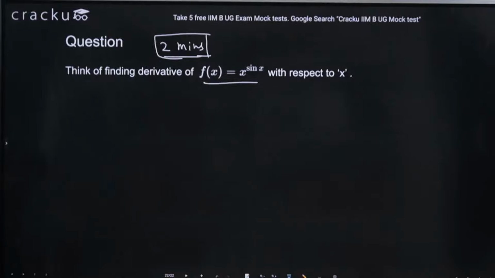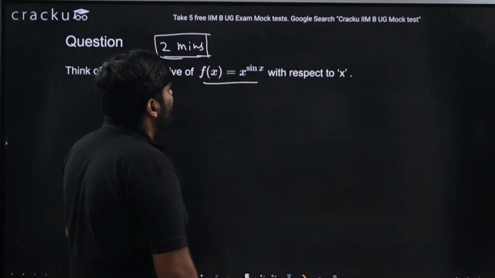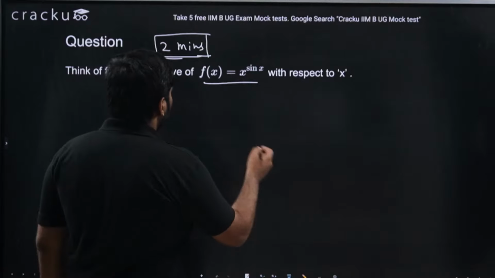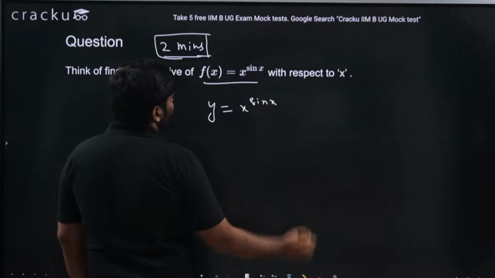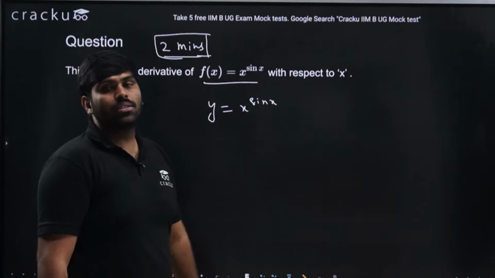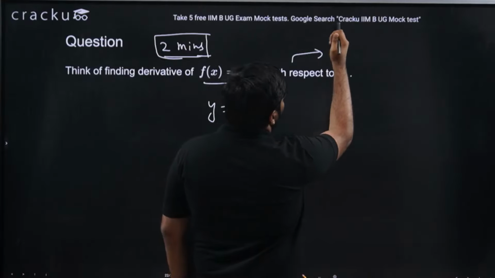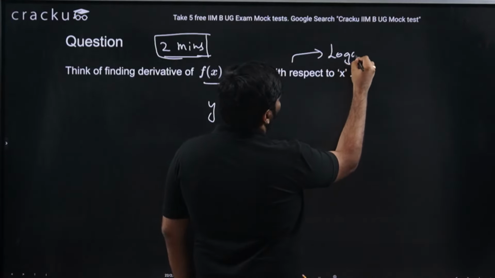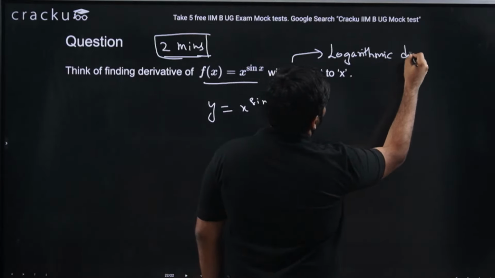All right. Let us see how to solve this question. Finding the derivative of f of x is equal to x power sine x with respect to x. Now we were given the function y is equal to x power sine x. We should be finding dy by dx. So usually the way of solving this is, they tend to give it a name known as logarithmic differentiation.